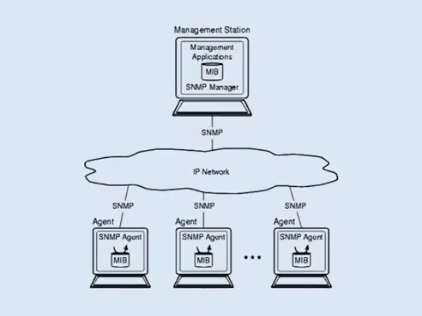SNMP exposes management data in the form of variables on the managed systems, which describe the system configuration. These variables can then be queried and sometimes set by managing applications. In typical uses of SNMP, one or more administrative computers called managers have the task of monitoring or managing a group of hosts or devices on a computer network. Each managed system executes, at all times, a software component called an agent which reports information via SNMP to the manager.